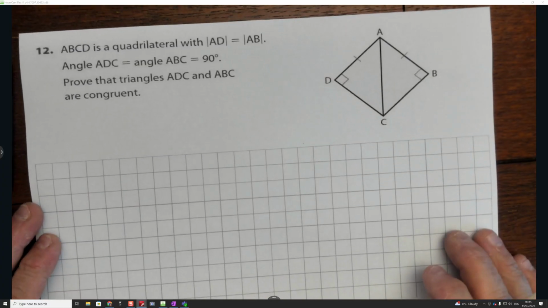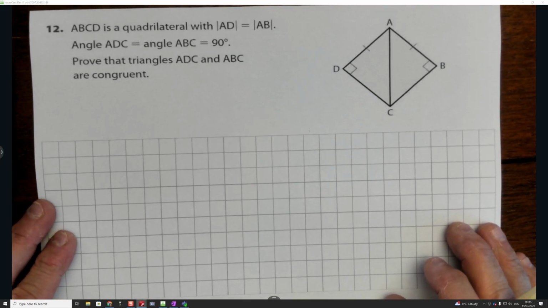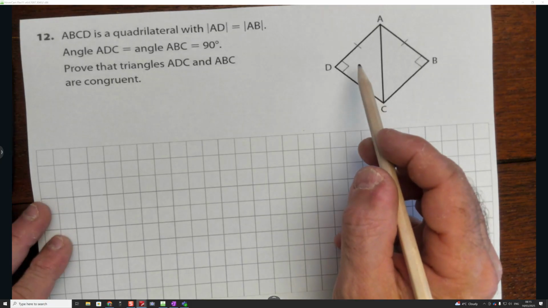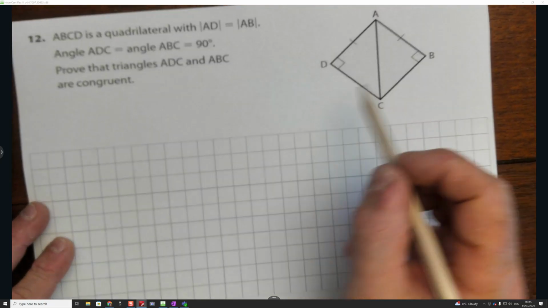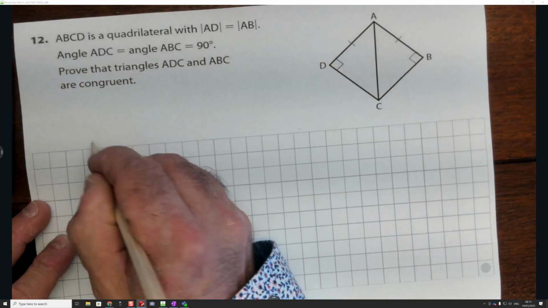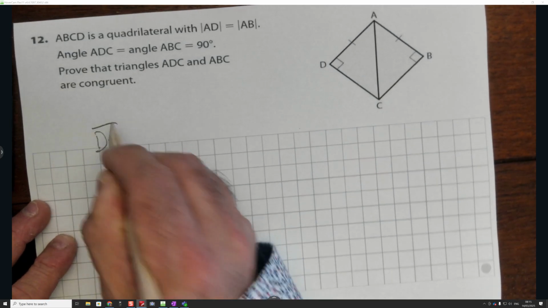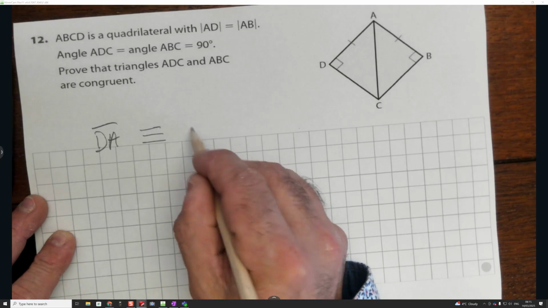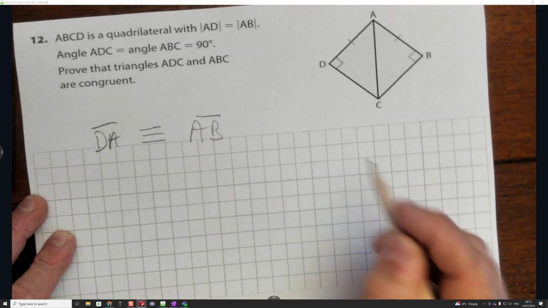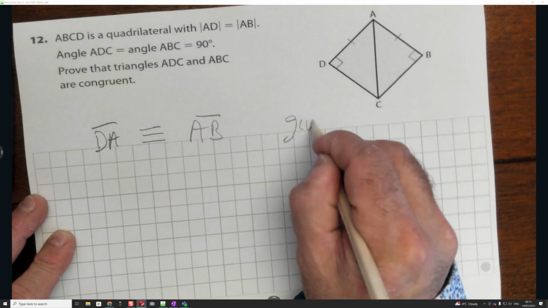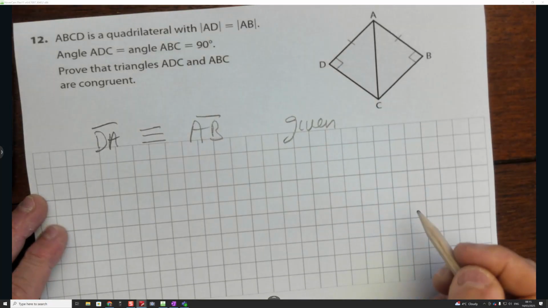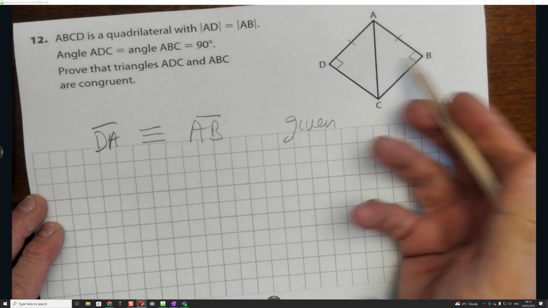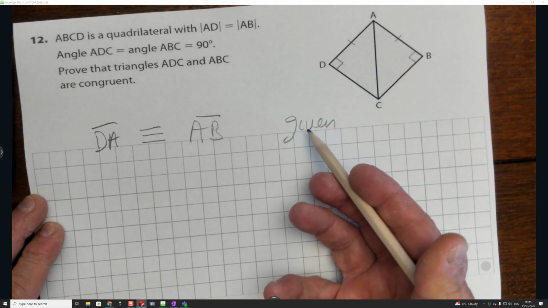Question 12. Okay, here we go. Okay, so let's start off with our givens. So I'm gonna switch over to this quicker, way quicker. DA is congruent to AB line segment. Given. They told us it is because they gave us those ticks. Now you can be saying isosceles, but you know, there's no need. You shouldn't. You just say given. Whatever they told you, they told you.